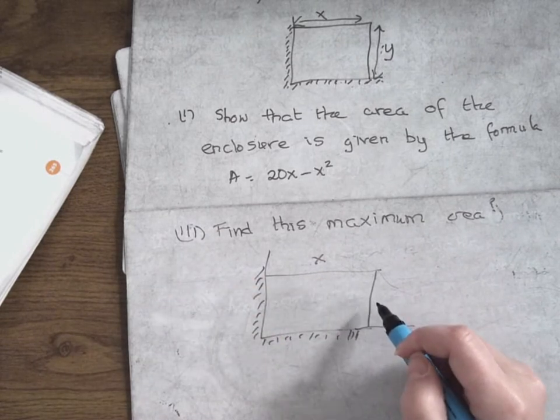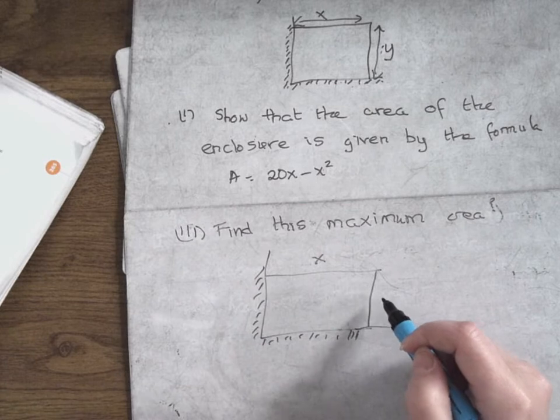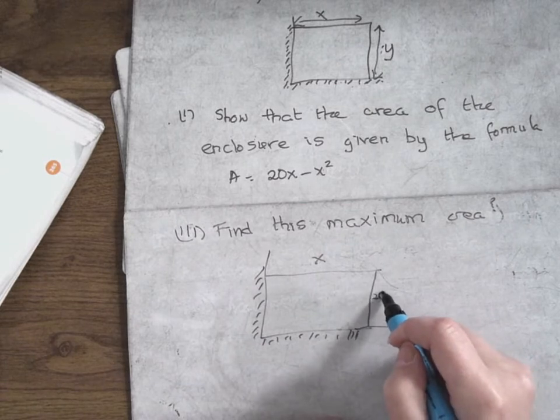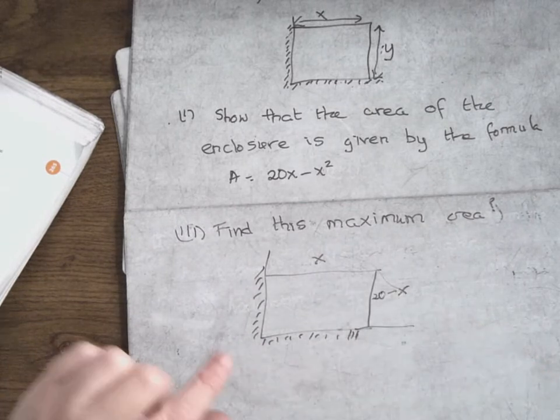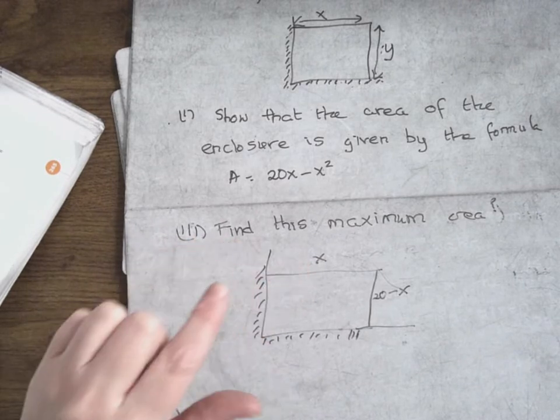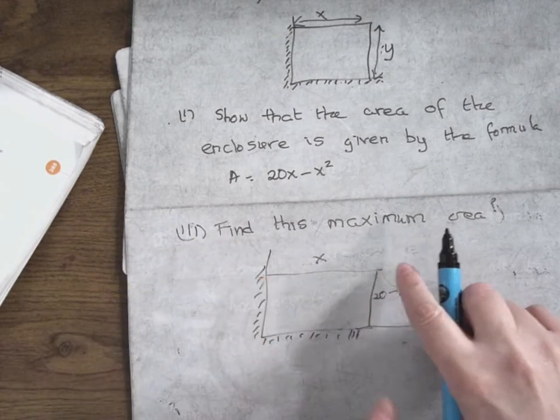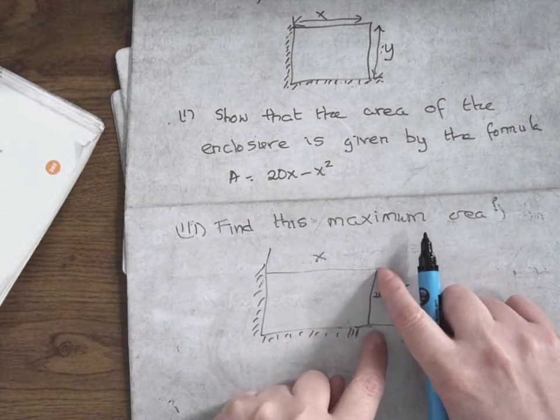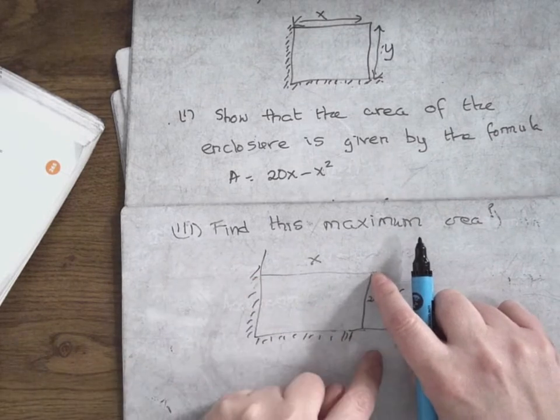I said Y, but I'm going to change it to what? It'd be 20 take away X, isn't it? So imagine if that was 10. If this side was 10, what would this side be? The whole lot has to add to 20. So if this was 10, what would this be?